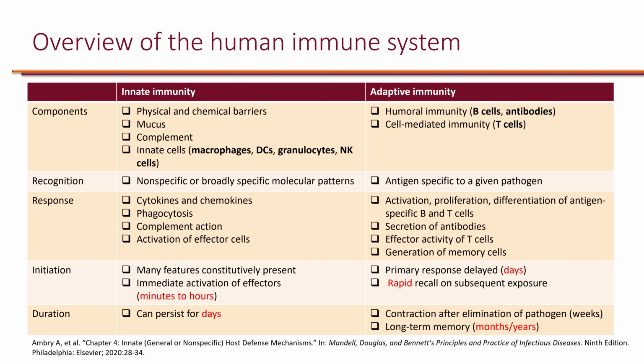Other components of innate immunity include mucus, the complement system, and innate cells such as macrophages, dendritic cells, granulocytes, natural killer cells. In general, the innate immunity is non-specific or broadly specific molecular patterns. And the actual immune response is through cytokines and chemokines, which lead to inflammation, phagocytosis processes, the complement activation, as well as activation of effector cells.